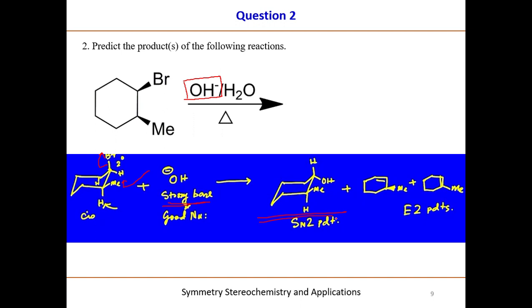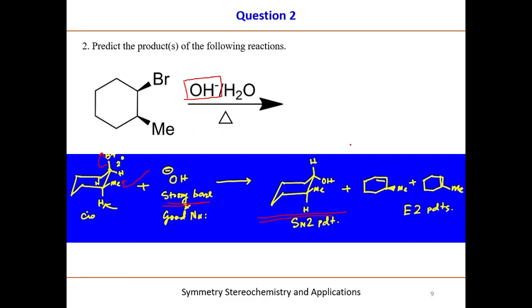Now let's talk about the elimination reaction product. As I told you in the first slide, the SN2 pathway competes with the E2 elimination reaction. So here you can see that E2 elimination is possible here with this proton.